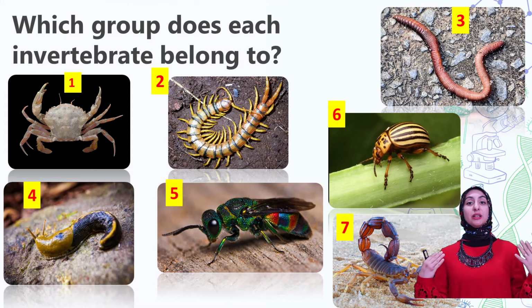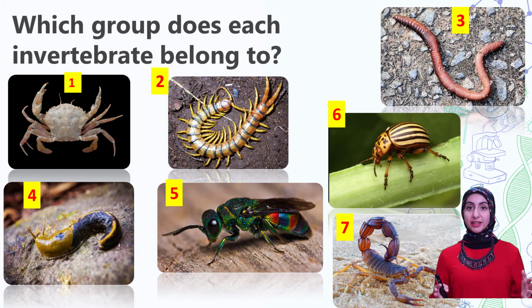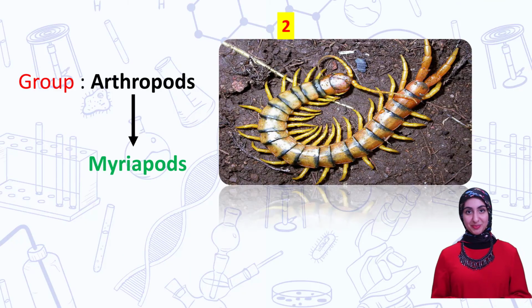The second invertebrate here, it has more than 8 jointed legs on each side. So this means that there are too many jointed legs on each side. Also, it has antennae and it has a segmented body. So it is classified as myriapods.